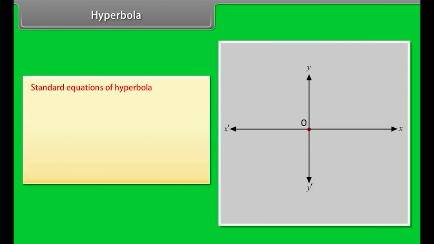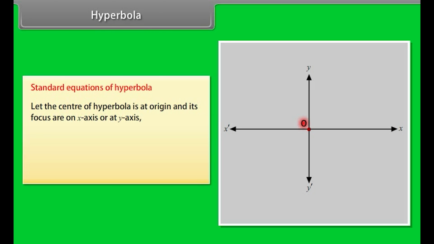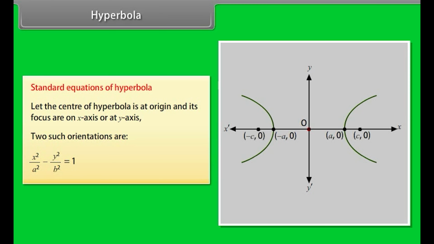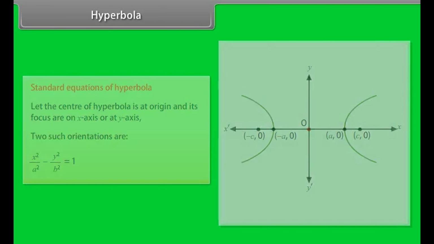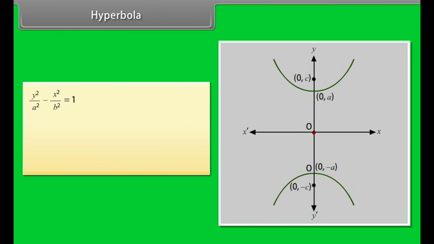Standard equations of hyperbola. Let the center of the hyperbola be at the origin and its foci be on the x-axis or the y-axis. Two such orientations are x square upon a square minus y square upon b square is equal to 1, and y square upon a square minus x square upon b square is equal to 1. The length of the latus rectum of a hyperbola is 2b square upon a.